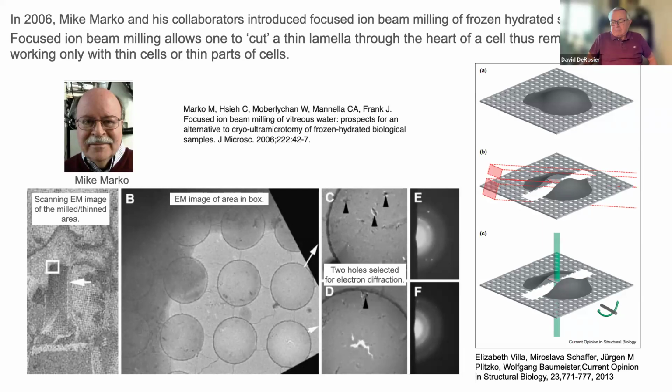And Jürgen Plitzko and Wolfgang Baumeister and collaborators like Elizabeth Villa went on to improve this method and make it now one of the premier parts of structural cell biology. That is, focused ion beam milling to produce a lamella of a cell. And here is the lamella on an EM grid, which you can put in the microscope and tilt and collect 3-dimensional data. So this is now, I think, the cutting edge of structural cell biology.